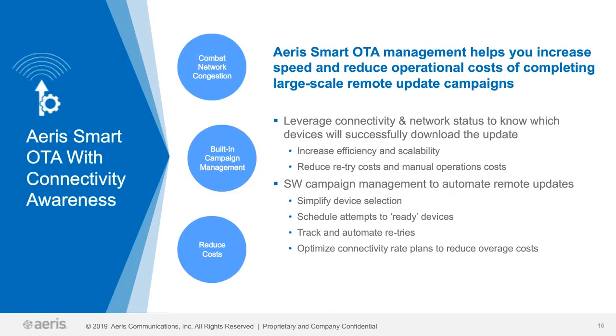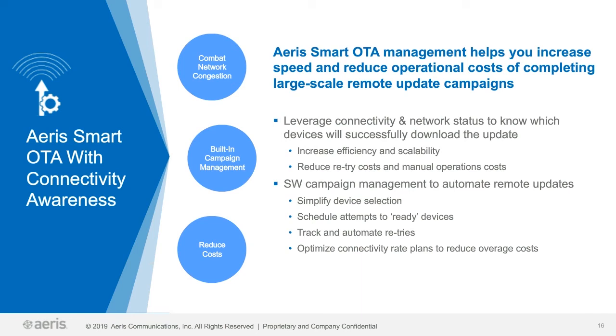And that is how Aeris is thinking about and working to solve some of these update challenges. And really, it's with our Smart OTA campaign management platform, which ties in connectivity awareness to help automate this whole process. So basically what we've done is we've created a set of software capabilities that not only help manage a campaign in terms of selecting devices that need an update, giving you the ability to upload whatever file, whatever update, whether it's a bug fix, a new feature, or security fix, into the platform, and then automate the scheduling and delivery of that file down to your devices.